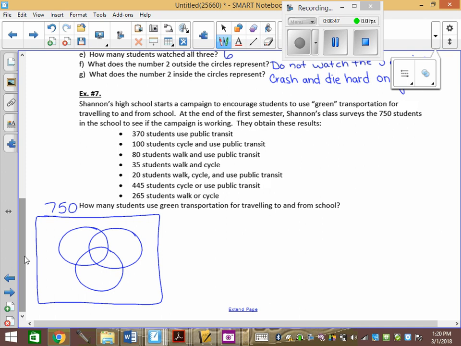445 cycled or public transit. 265 students walked or cycled. Where are we going to start here? Nope, we have the middle. What's the middle? 20. And we're going to label them. Walk, cycle, public transit. If you labeled it different, it doesn't matter. Just make sure you put it in the right spot. So 20. Then I'm going to cross that off because it's done. So we finished the all. Now what do we do?